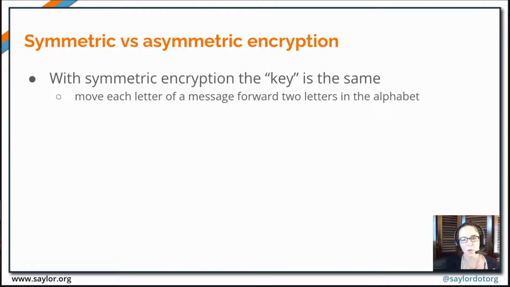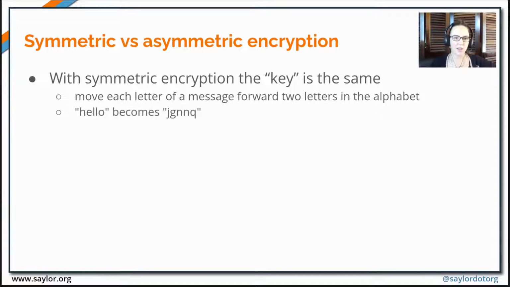But here we'll go with a very, very simple example to explain the difference between symmetric and asymmetric encryption. Our encryption algorithm here is just to take a message, a string in English, and for each letter in that string, we're just going to take that letter of the alphabet and move it over two. So hello becomes this gobbledygook, JGNNQ, which is not easily human readable. This is a very simple example, but okay, this could work.